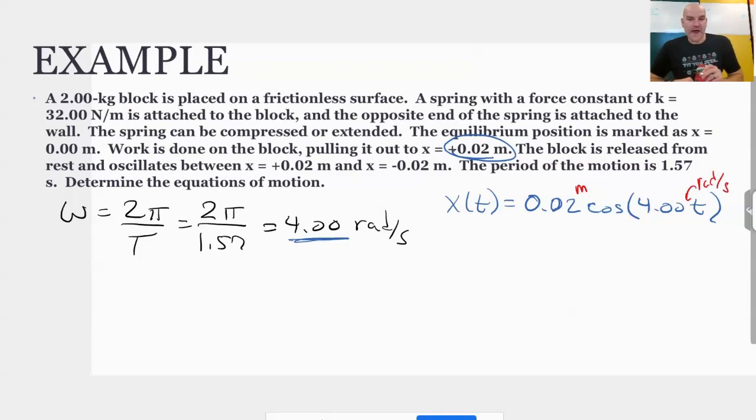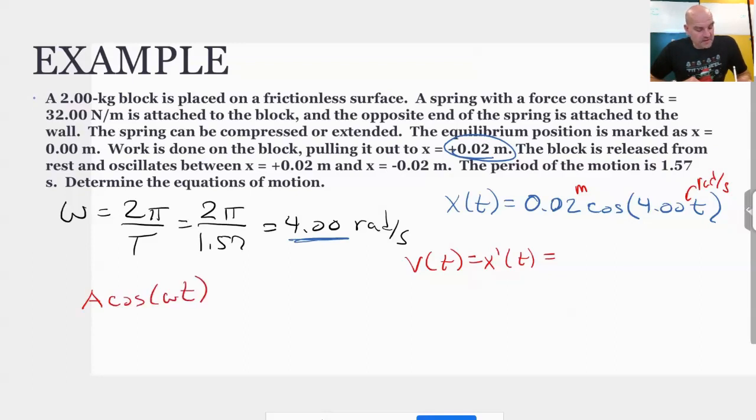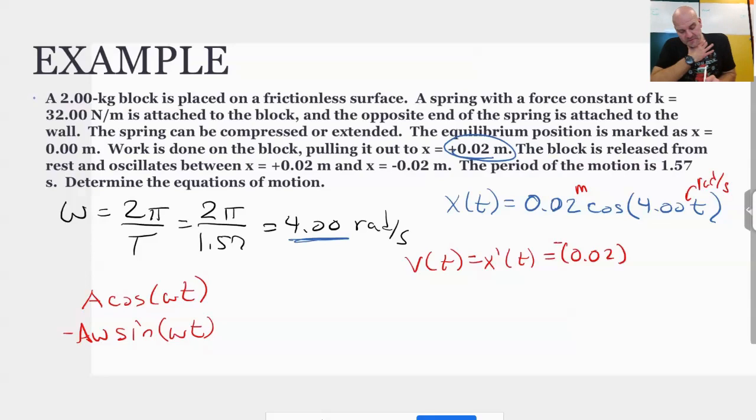Now, if I want to find my velocity, well, it's going to be the first derivative of position. So I'm going to take the derivative of this one, and it's really a chain rule, right? So if I have cosine omega t, my derivative of cosine is negative sine, but I have that omega t on the inside, so I have to take the derivative of that, and that's going to be omega. So that's why an omega pops out with the amplitude. So I'm going to do negative 0.02 times 4 sine omega t. So that would be my velocity function.